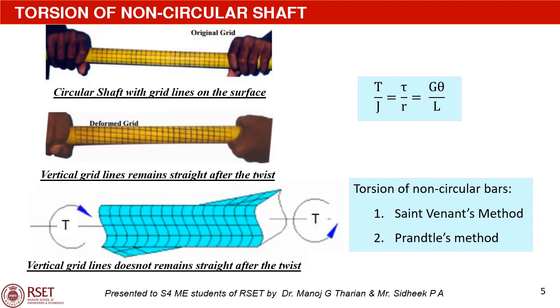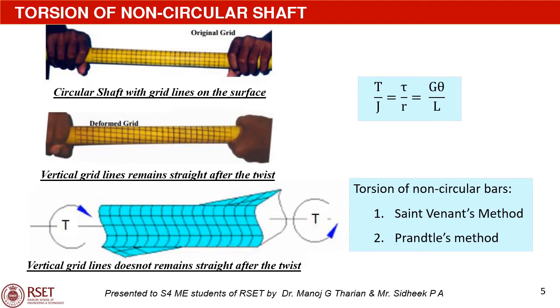To be more precise, if you consider any point on the cross-section of the shaft, during the twist, none of the points moves along the axis of the shaft. Now, in the third figure, we see a non-circular shaft which is subjected to a torque. Here we see that the horizontal lines as well as the vertical grid lines get deformed during the twist.